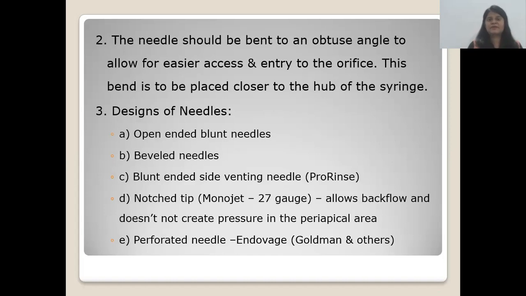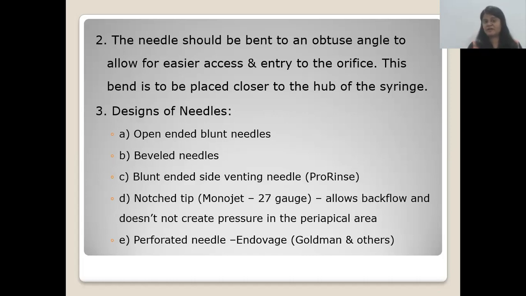The needle should be bent at an obtuse angle to allow easier access and entry into the orifice. This bend is placed closer to the hub of the syringe to avoid any breaking of the needle during the procedure. Various designs of needles are available in the market, specifically open-ended blunt needles, which are used for apical irrigation.